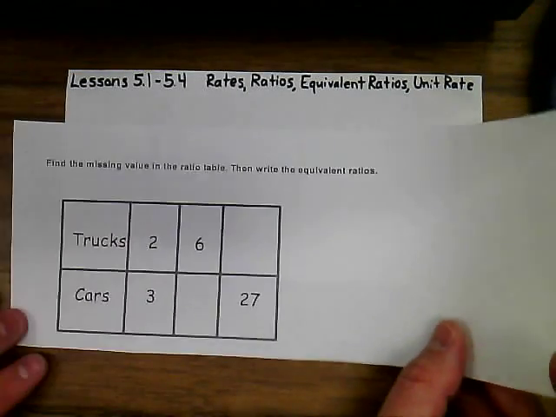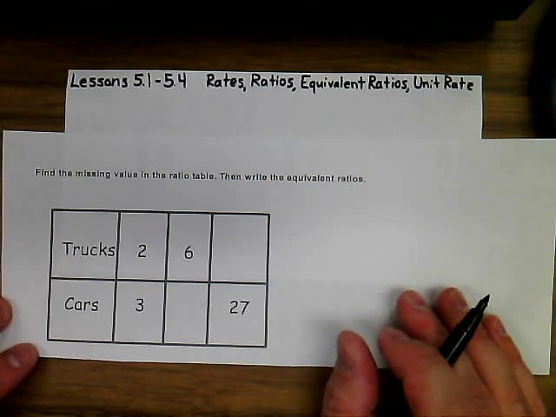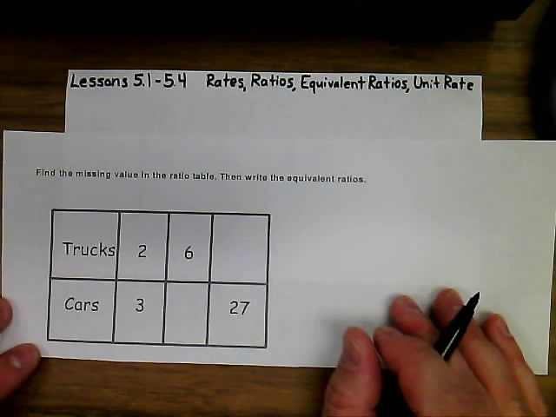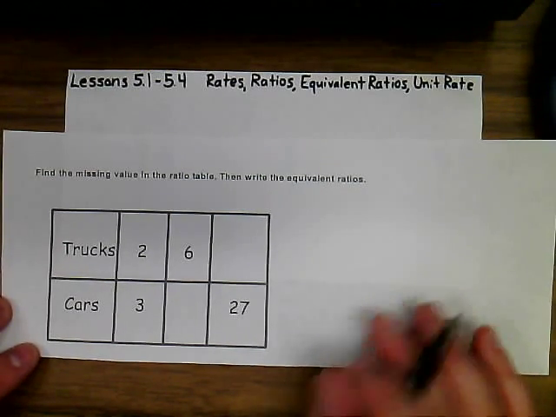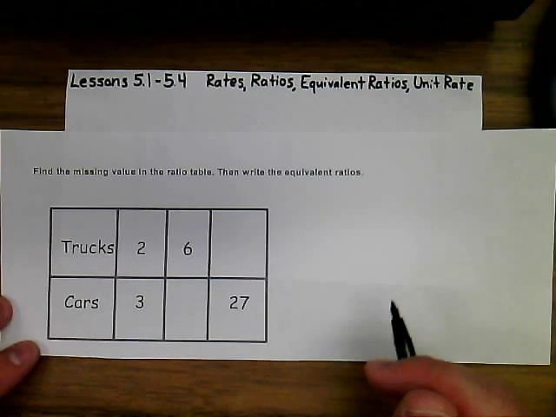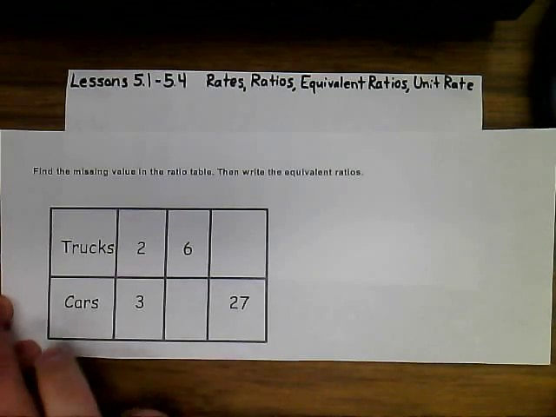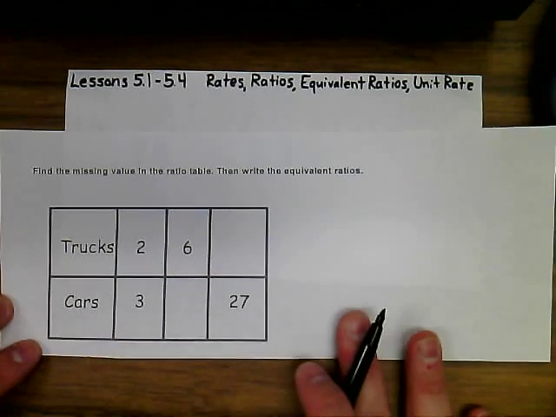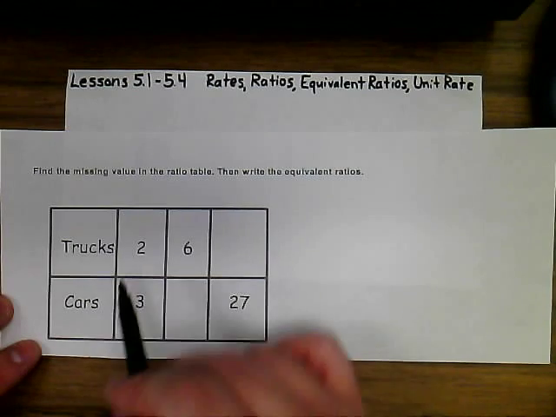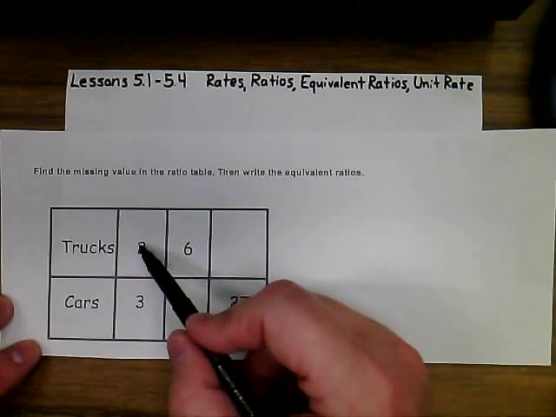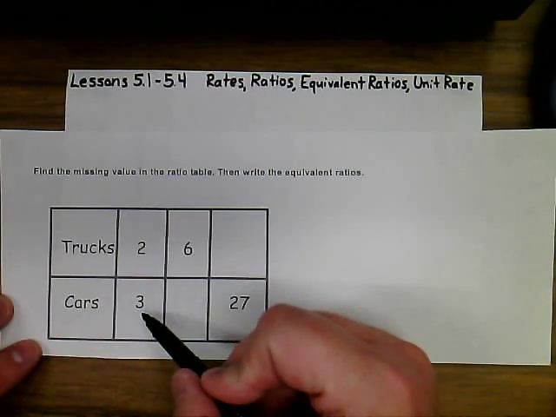Here's an example of a ratio table. We're asked to find the missing value in the table and then write the equivalent ratio. We need to be careful with a ratio table because all we're doing is organizing ratios. It doesn't necessarily mean that there's a pattern across because we're not listing like a table of values. So for example, in this relationship, the ratio of trucks to cars is 2 trucks for every 3 cars.